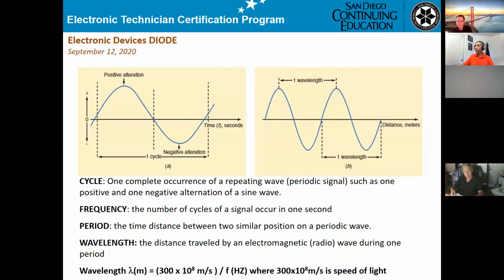Okay, so last time I tried to go quickly over what we did. That's what you can see on the slide. The only thing you have to remember is the definition of what a cycle is, what the frequency or period or wavelength is. That's a basic definition. We have to memorize that.